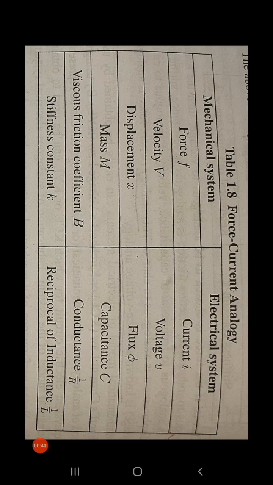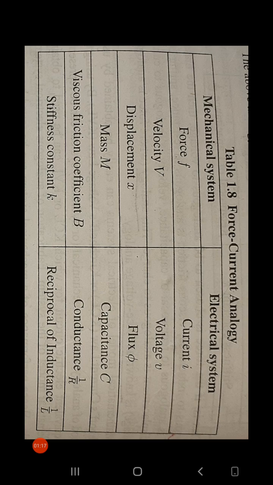In a mechanical system, the input and output are force and velocity. And in an electrical system, the input is a current source and the output is the voltage across that element. And we know in a mechanical system there are three elements: one is mass, second is spring, and third is damper. So see how we will analyze these three elements of a mechanical system in an electrical system.